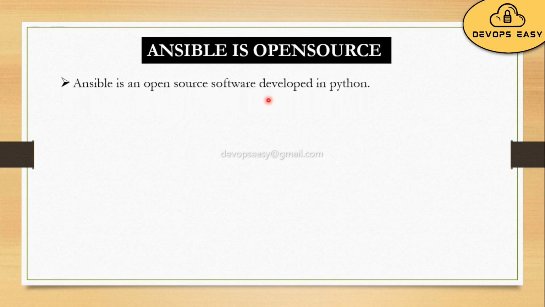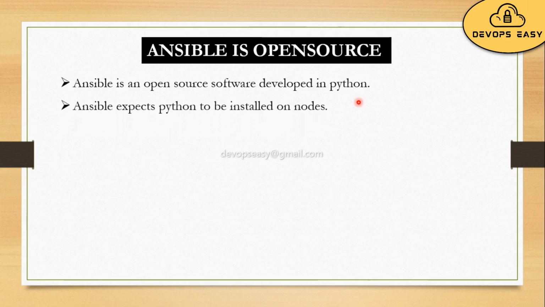Ansible is open source, and it was developed in Python. The Ansible tool was written in Python, and it is open source, meaning free. Ansible expects Python to be installed on the node. Definitely, because Ansible was developed in Python, you need to install Python as well, compulsorily.